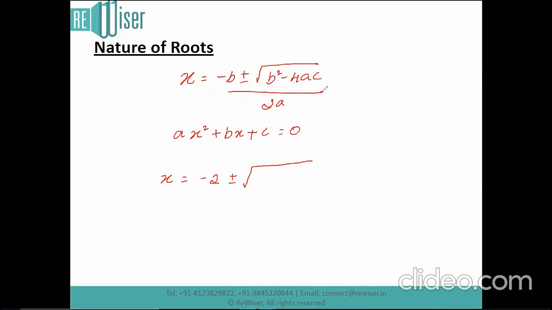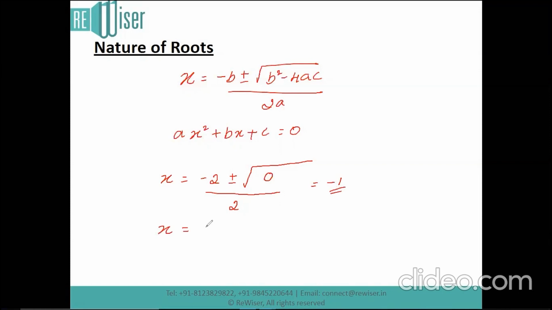And let's say a and c is 1. So in that case, I'll be getting 0 here. And divided by, since let me take a as 1, so if I simplify this, minus 2 plus or minus root 0, which is 0 itself, and divided by 2, this will give you only one answer, which is minus 1. Note this. Let me take another example.